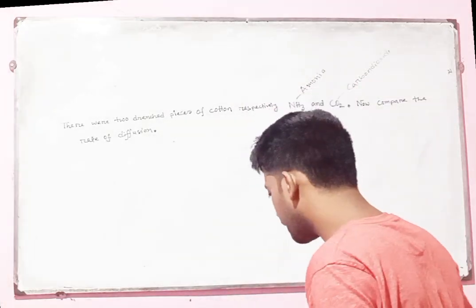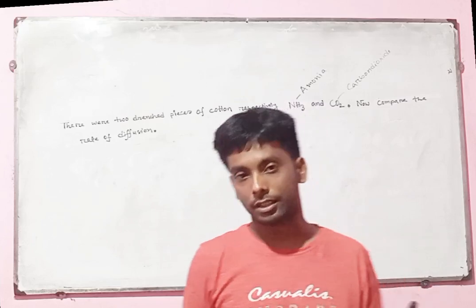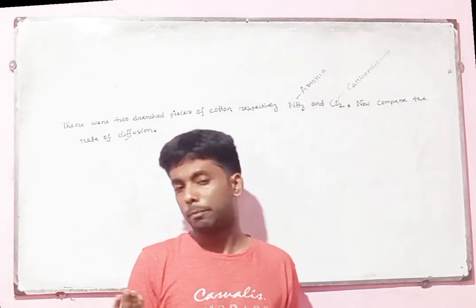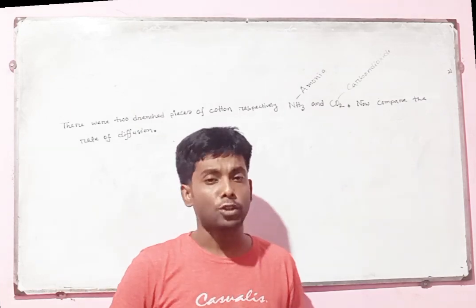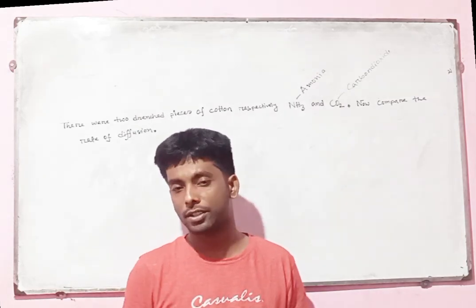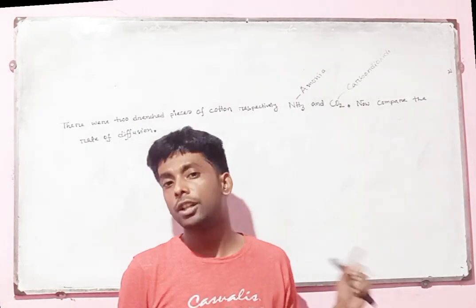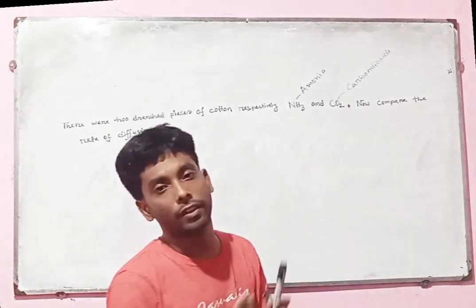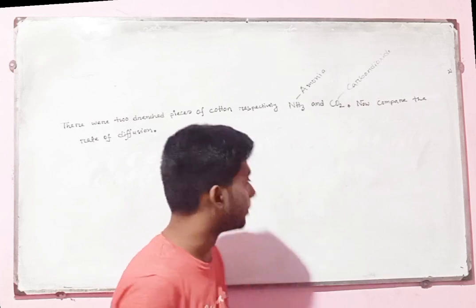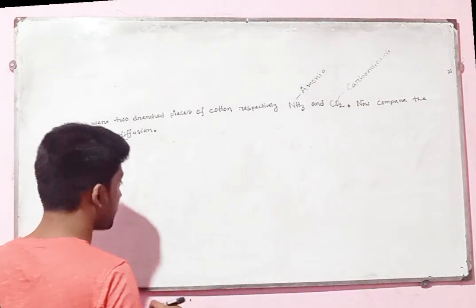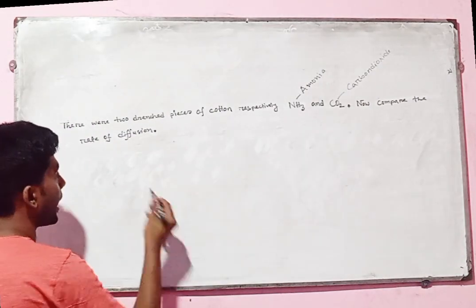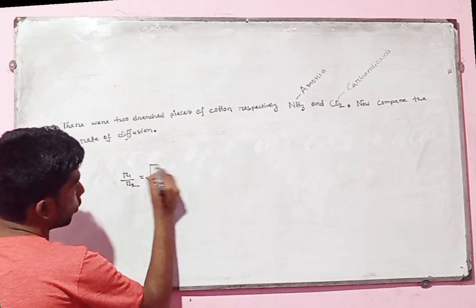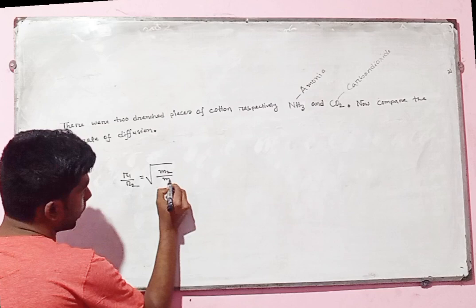First of all, you can determine it by two methods: by determining the atomic mass or molecular mass, or by applying Graham's law. We will try our best to utilize the formula of Graham's law. From Graham's law, we can write R1 by R2 equal to root over M2 by M1.